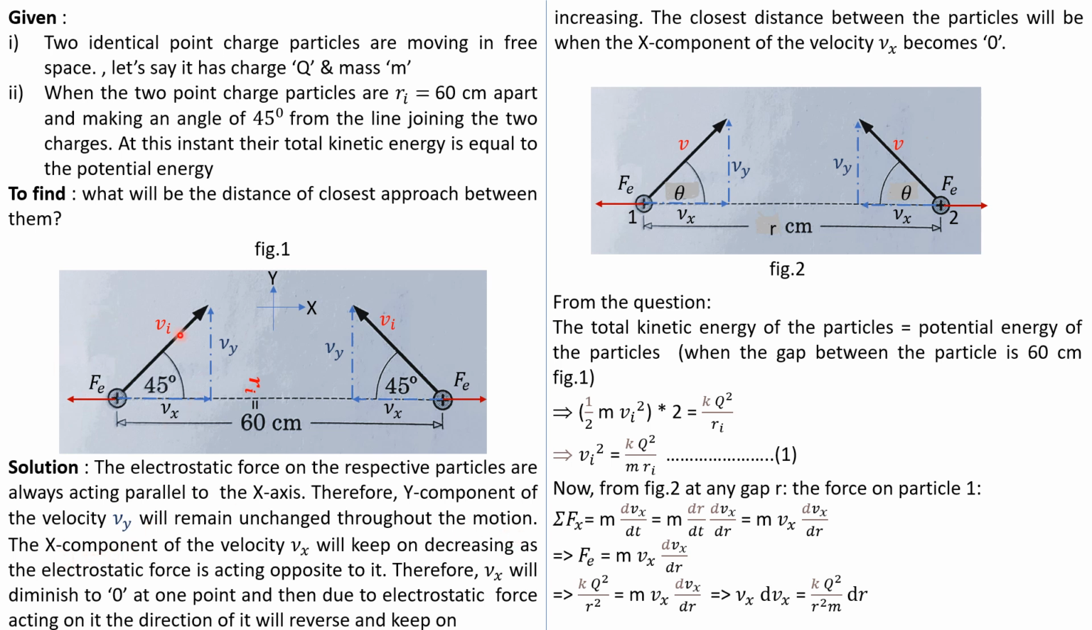Due to the force acting in the x direction, the x component of the velocity Vx will keep on decreasing as the electrostatic force is acting opposite to it. Vx is in this direction, force is acting in this direction, so it will keep on decelerating in the x direction. Therefore, Vx will diminish to zero gradually at one point, and then due to electrostatic force acting on it, the direction of it will reverse and keep on increasing. So the closest distance between the particles will be when the x component of the velocity Vx becomes 0.